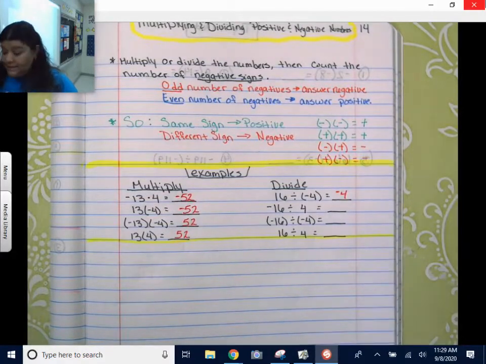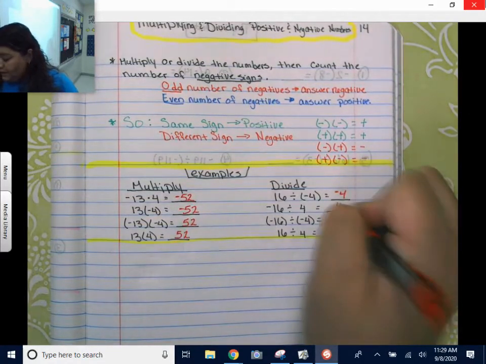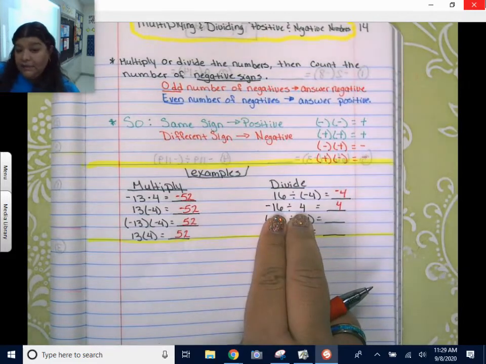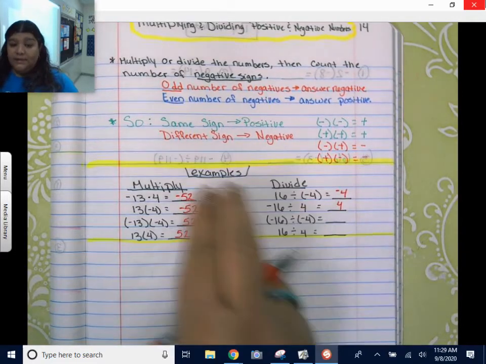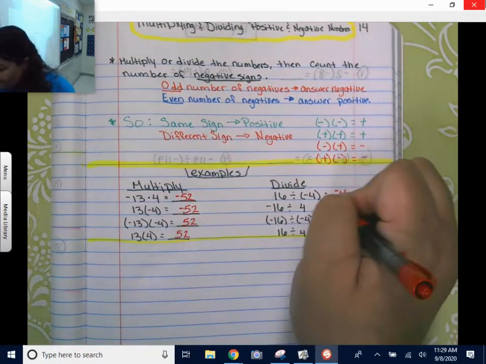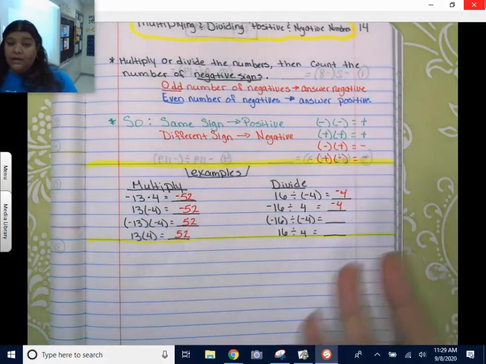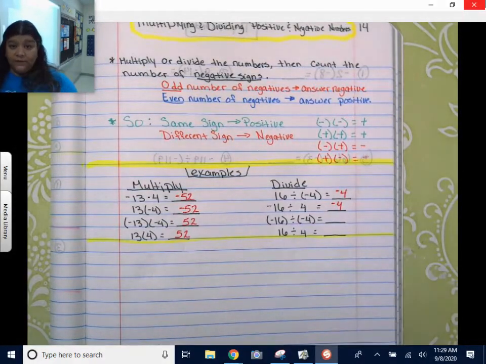16 divided by 4 again is 4, but now look at the signs. I have a negative 16 and a positive 4. My signs are different. It's going to be negative. So it doesn't matter who's bigger. It just matters if they're the same or different.